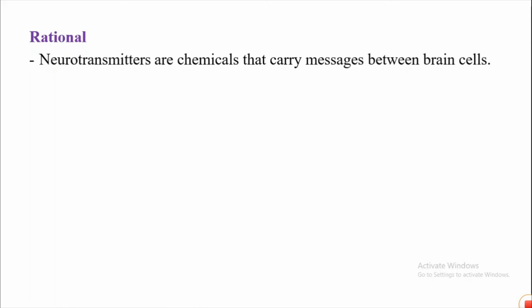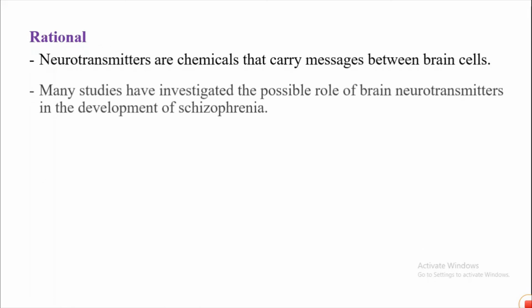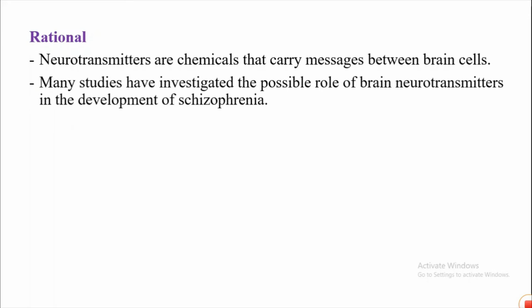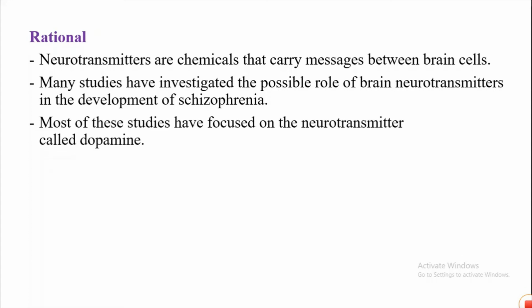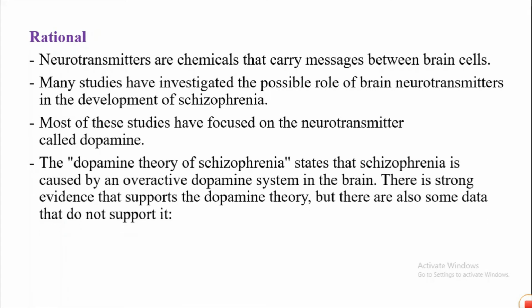Neurotransmitters are chemicals that carry message between brain cells. Many studies have investigated the possible role of brain neurotransmitter in the development of schizophrenia. Most of these studies have focused on dopamine. The dopamine theory of schizophrenia states that schizophrenia is caused by an overactive dopamine system in the brain. There is strong evidence that supports the dopamine theory, but there are also some data that do not support it. So the correct option is option number B, which is dopamine.